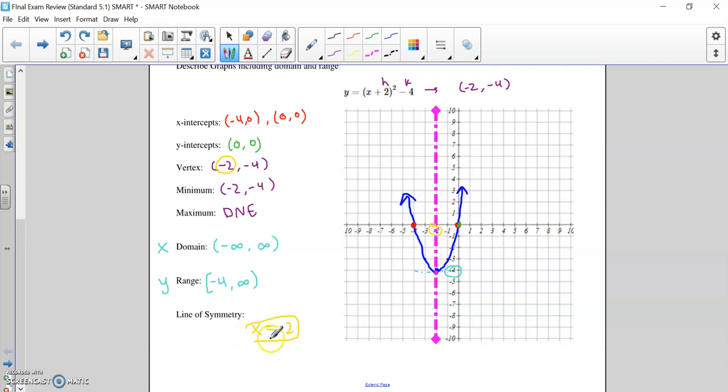All right, and that is all. You will have to do all of this on the final. It'll be a question very similar to this.